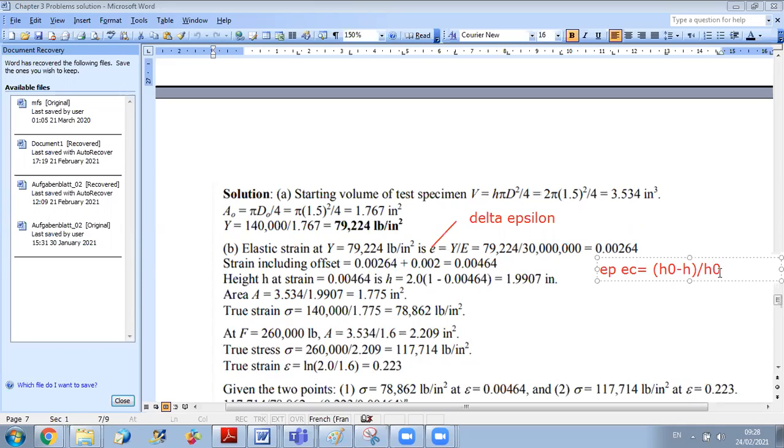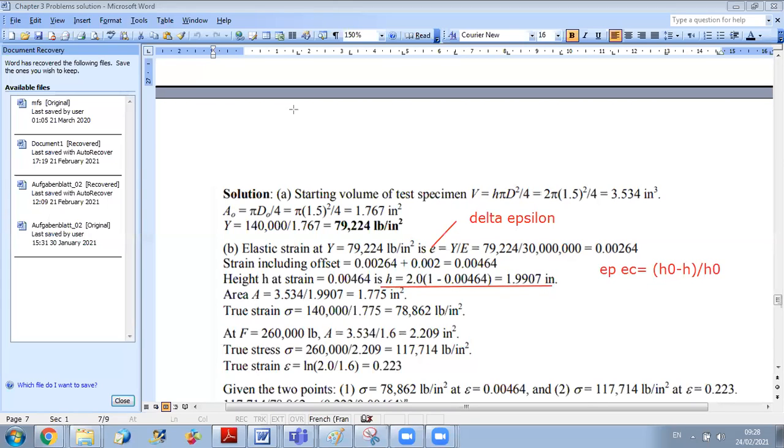Okay, since we removed the minus, we should take the opposite value. Since we calculated epsilon engineering and we know the initial height, we can deduce the corresponding height at yield. This is what they did: they calculated the height at yield. This will allow them to calculate the true strain.